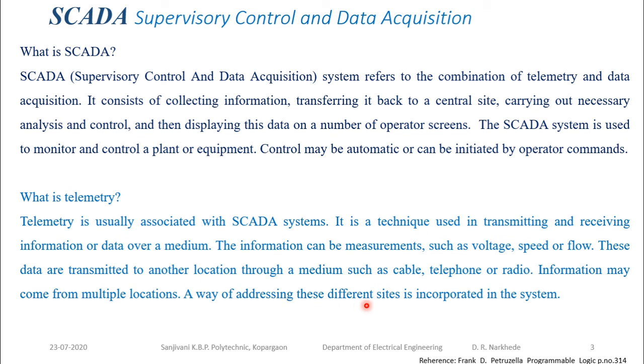The way of tracing these different sites is incorporated in the system. Now, as there are multiple locations, how are you going to know from which location the information is coming? For that purpose, you use an addressing scheme, and this addressing scheme is already incorporated in the system. For that purpose, we use tagging. For particular instruments, we use a tag. So when you tag a particular instrument, the information will be accessed knowing that it is coming from that particular one.